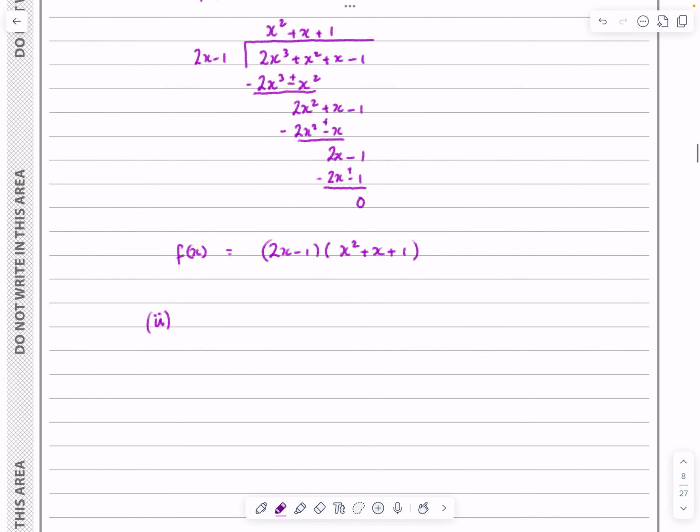Okay, so I've got 2x minus 1 times x squared plus x plus 1 equals 0. So I'll have one solution there, and I'll either have 2 real solutions there, or I might have no real solutions there, depending on this quadratic. So that's what I'm going to look at. For x squared plus x plus 1 equals 0, how many solutions are there?